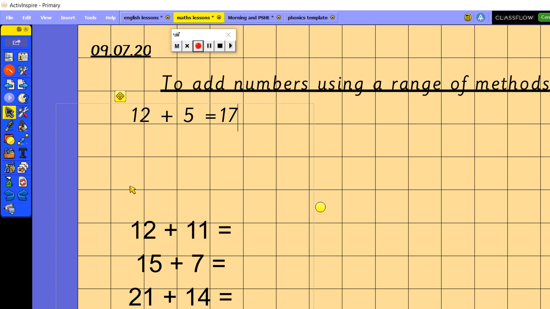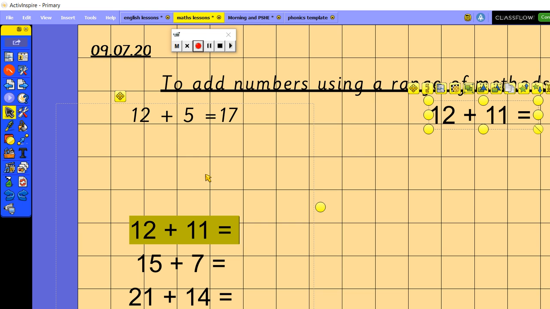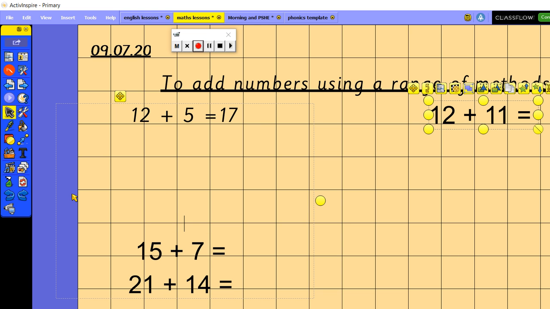Okay, now the next number that I'm going to look at is 12 add 11. I'm going to move it over here. Okay, so 12 add 11. Now I know that 11 and 12 are very, very close to each other when we are counting because we say the number 11 and then we say the number 12. So I know that they are very close.